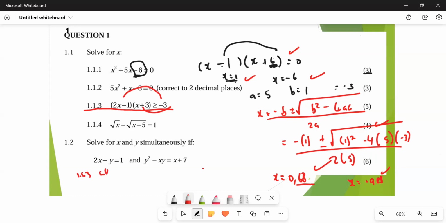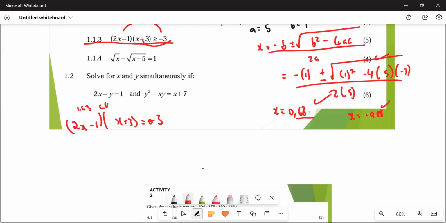Critical values are going to be given as 2x minus 1, and then you have x plus 3, which is going to be equal to 0, or it's going to be equal to minus 3. And then from here onwards, you FOIL: this one multiplied by this one gives us 2x squared, this one multiplied by this one gives us plus 6x, this one multiplied by this one minus x, minus 3 is going to be equal to minus 3, like this.